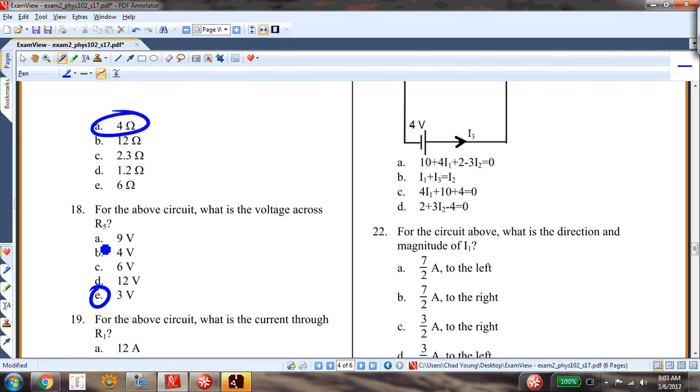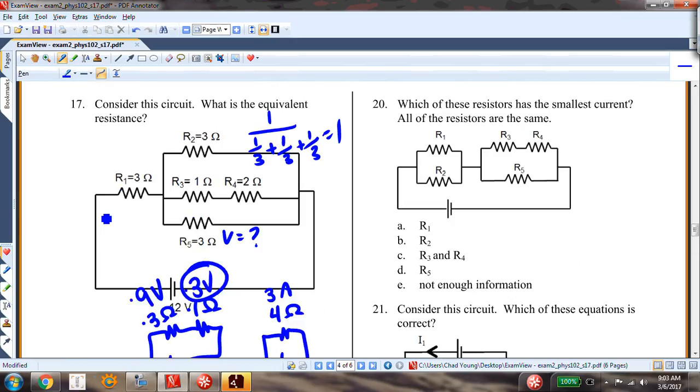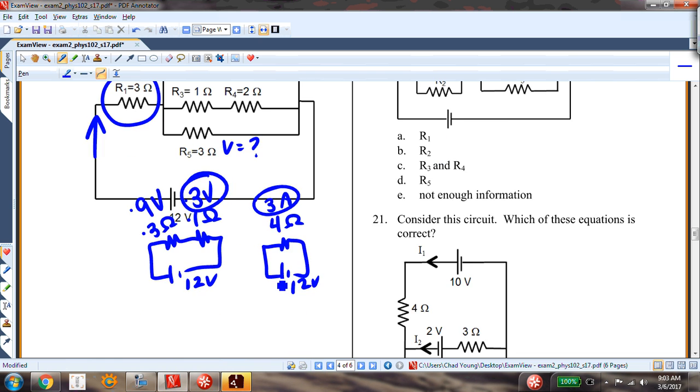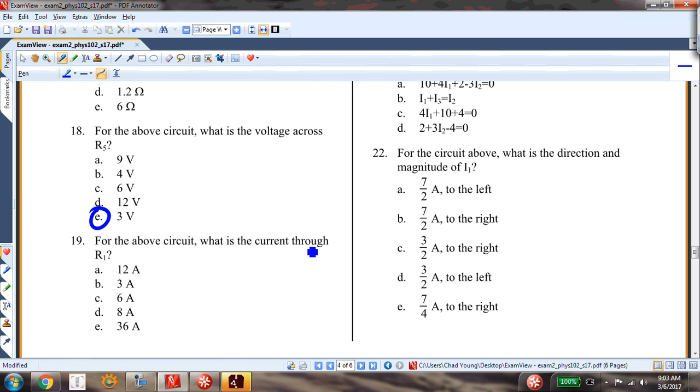And then what is the current through R1? Well, R1 is this resistor. It has the total current, which we've already found is that value. So it's going to be B for number 19.